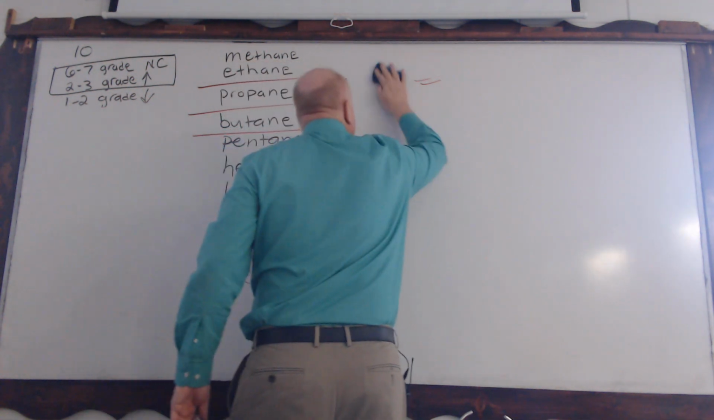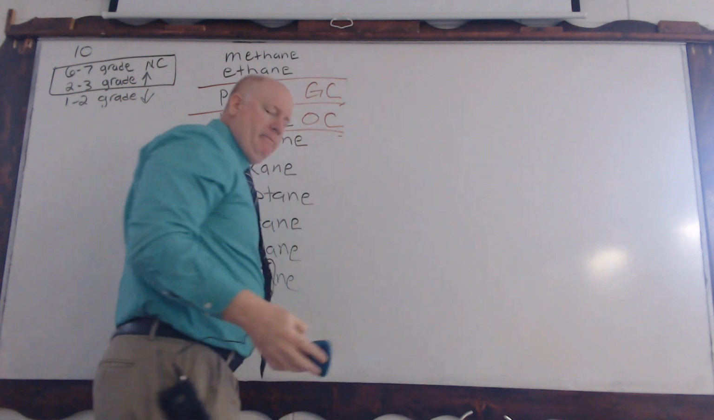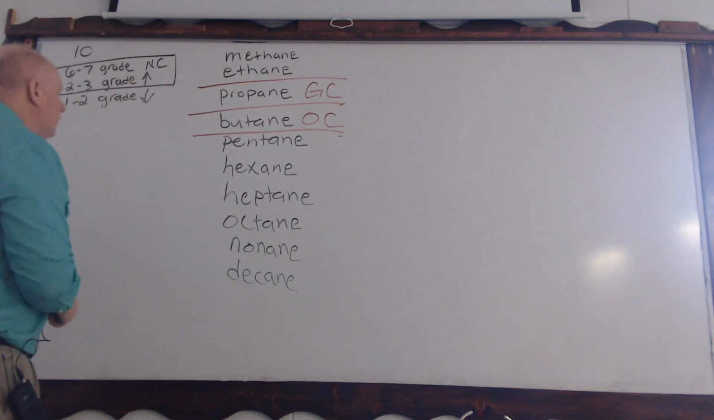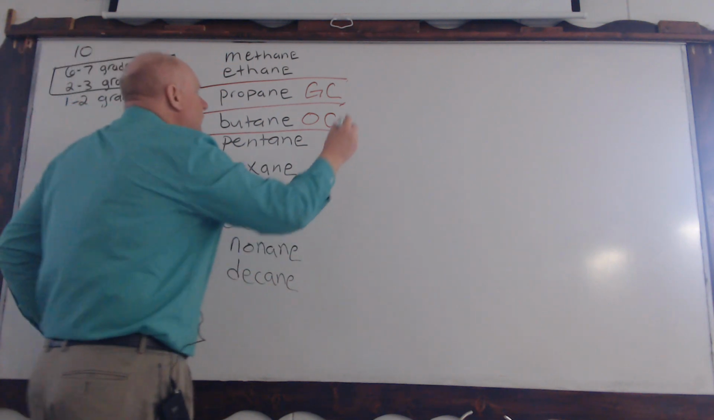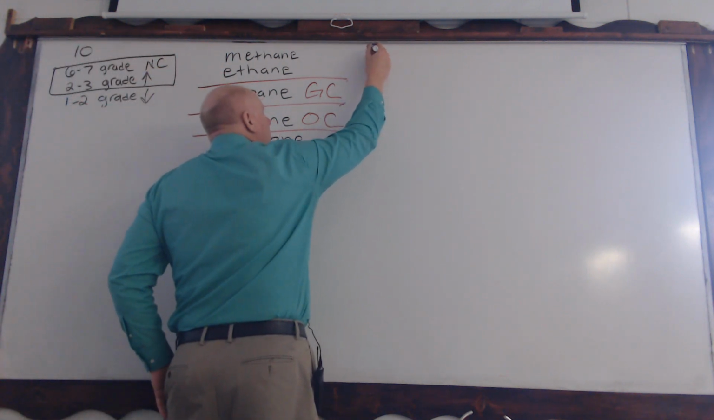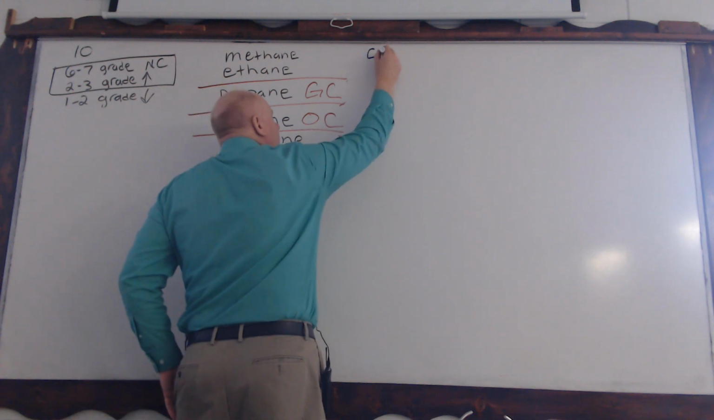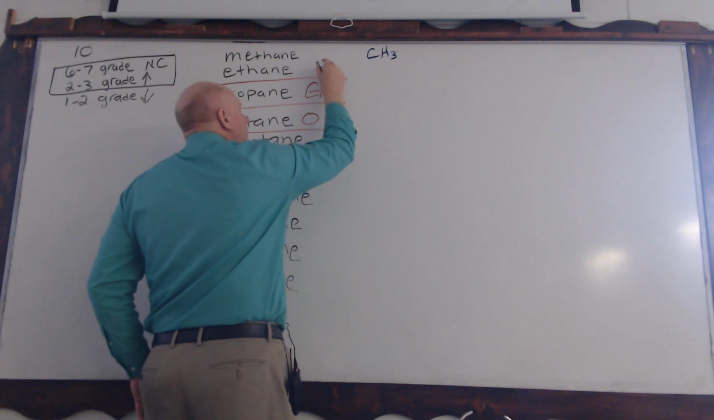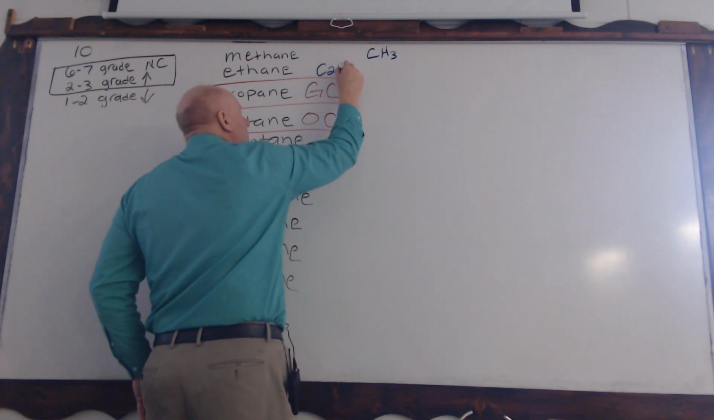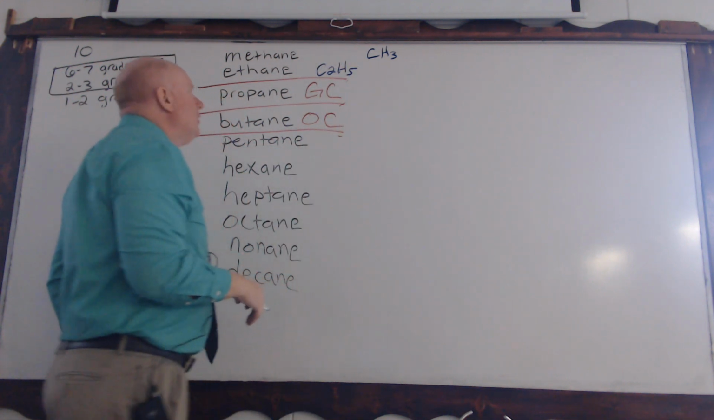You just have to know what they're called. Okay? So our first 2 derivatives then were called what? Okay? So a methyl group has this formula. Okay? What does an ethyl group have?